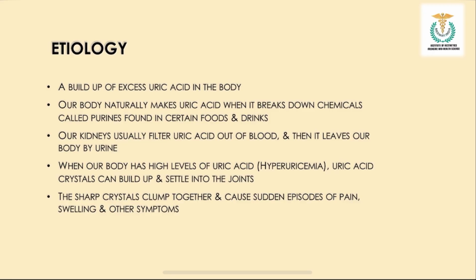So in this condition, when our body has high levels of uric acid, that is hyperuricemia, uric acid crystals can build up and settle in our joints. These sharp crystals will clump together and cause sudden episodes of pain, swelling, and other symptoms. This is what happens in gout. So this is how the gout condition is formed. This is the etiology of gout.